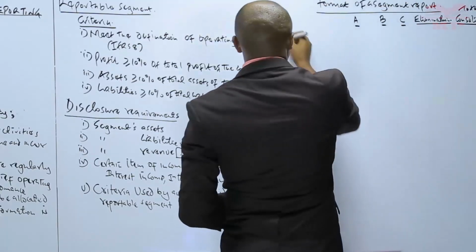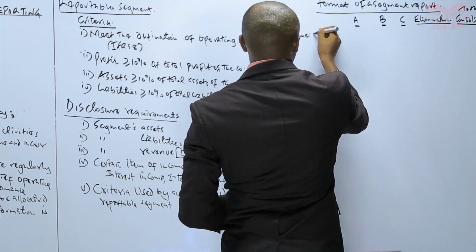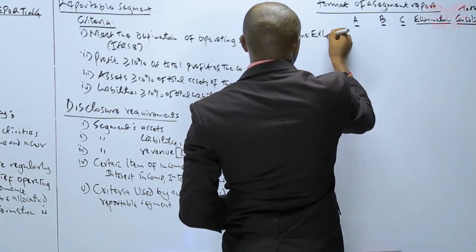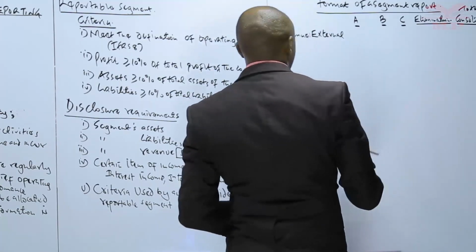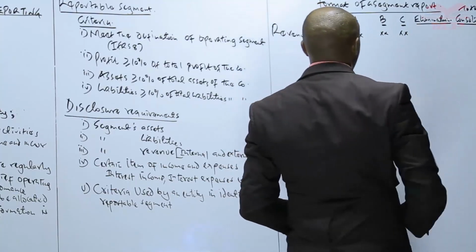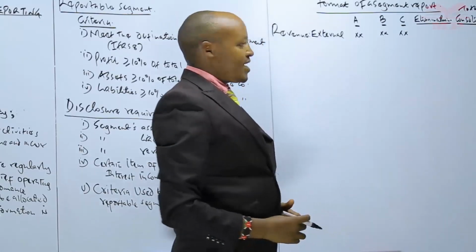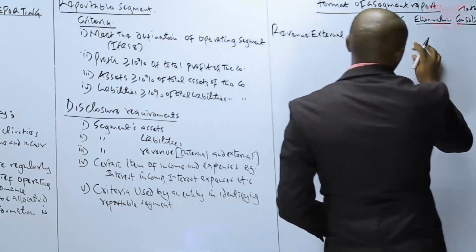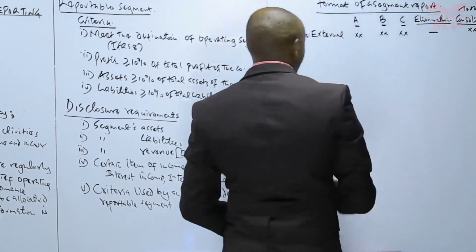Now, whenever we are to prepare a segment report, we always start with the sales for each segment, which is usually classified into two. We have external sales. When we talk about external sales, this refers to the sales made by a segment to external customers. So we should record that for each segment, and the total which we get, we take it to the consolidated column.